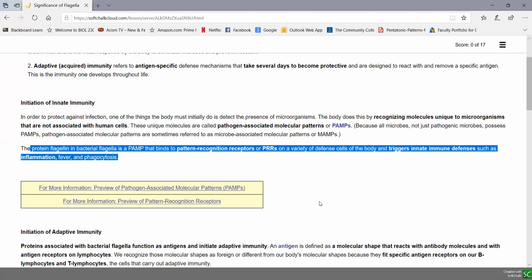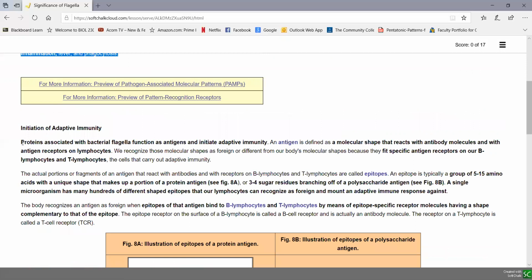Then to initiate adaptive immunity, proteins associated with the bacterial flagella function as antigens, and they initiate adaptive immunity. So again, an antigen is a molecular shape that reacts with antibody molecules and with antigen receptors on lymphocytes. So we recognize the antigen as foreign because they fit antigen receptors on our B and T lymphocytes, the two cells we use to carry out adaptive immunity.